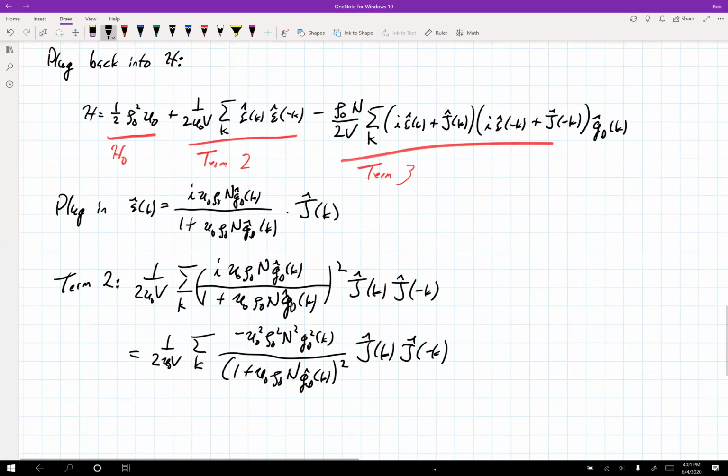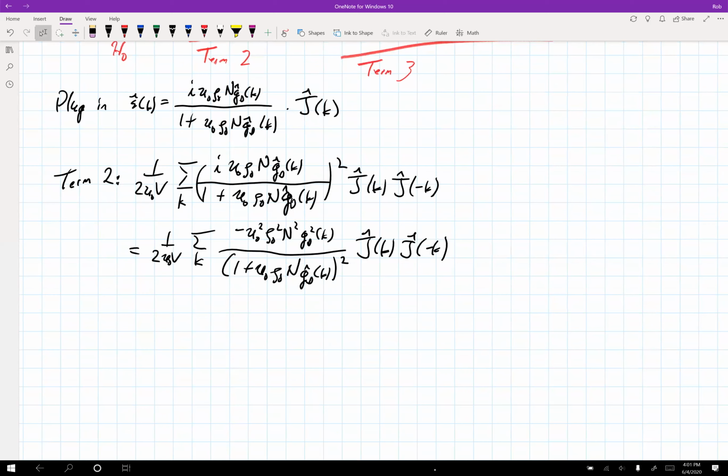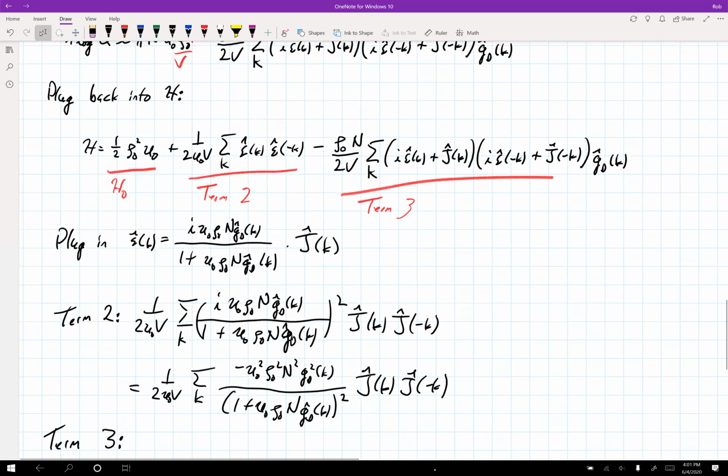All right, and for now, that's all we can do with this guy. Now we go up to term 3, and this is again the kind of painful one. So now when we plug in this epsilon hat, we're going to have some messy factor that's a function of k multiplying j hat of k, and then plus j hat of k right afterwards. So we can factor out that j hat and just put it off to the side.